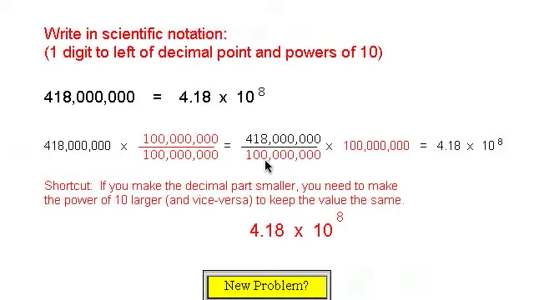And we won't go into analyzing this in detail. If you want to, you can pause the screen and do it yourself. But the shortcut is if you make the decimal part smaller, you need to make the power of 10 larger, or vice versa, to keep the value the same.